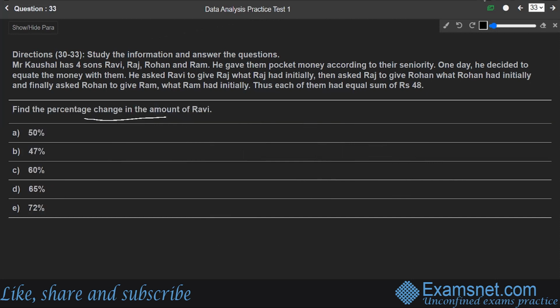Find the percentage change in the amount of Ravi. So we had Ravi here, Raj here, Rohan here, and Ram here.